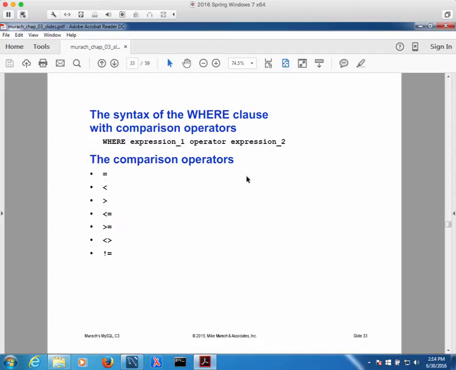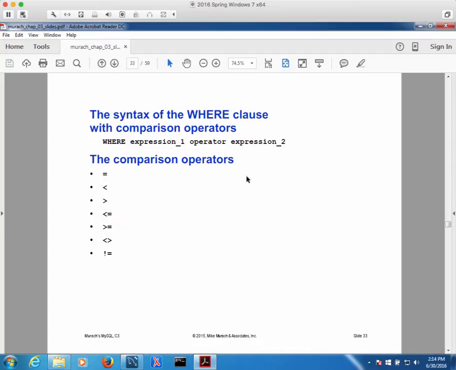SQL is much older than Java, and it comes from the days where people still had their head on their shoulders. So if we want to test for equal, we do it with a single equal sign. Less than and greater than, pretty straightforward. Less than or equal, greater than or equal, pretty straightforward.